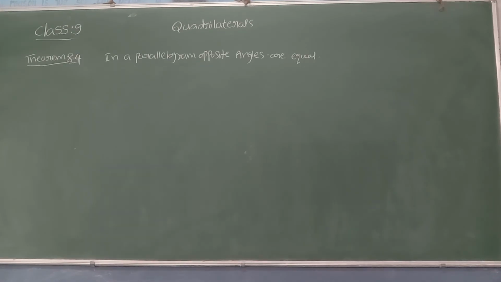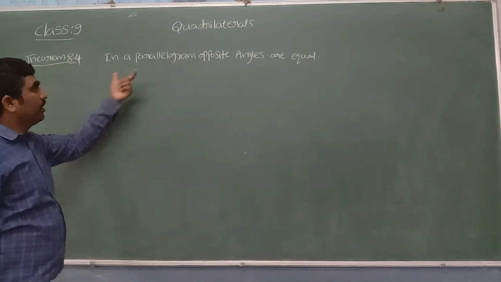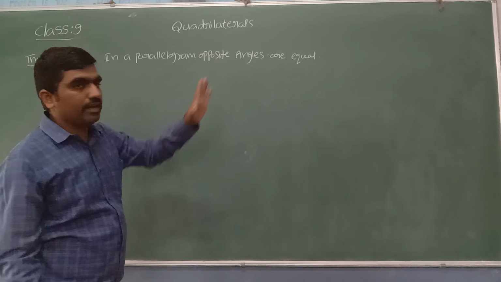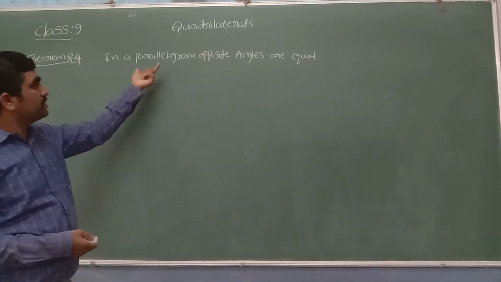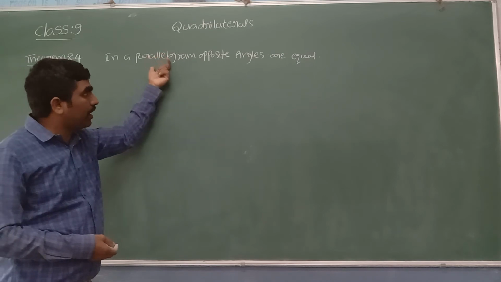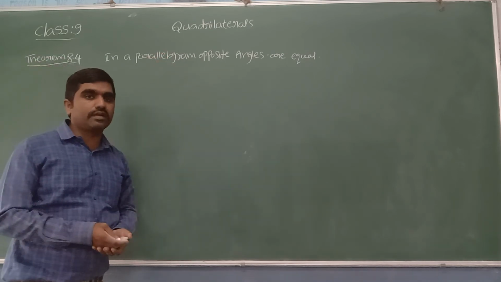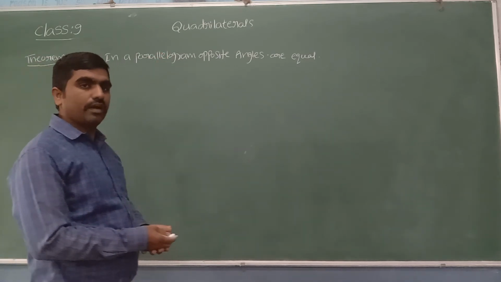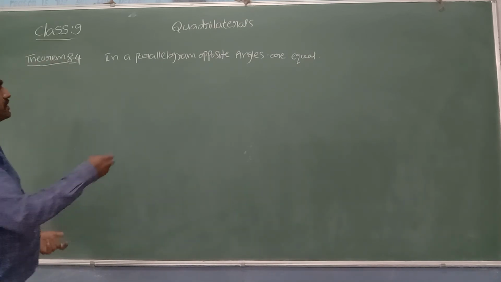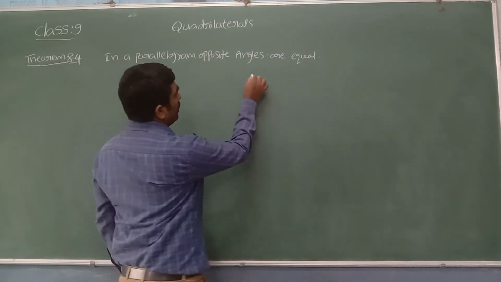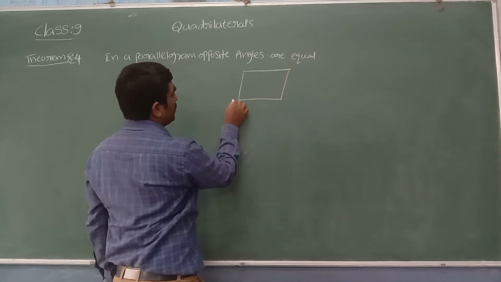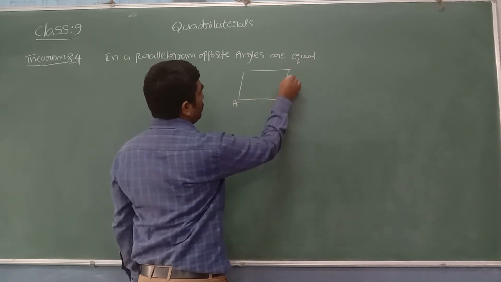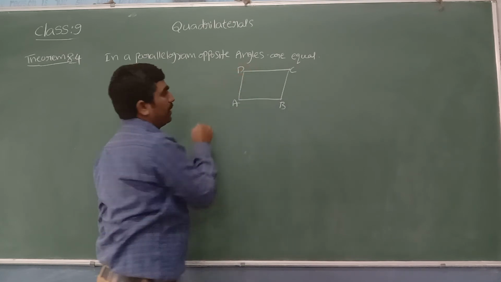Yes, children, let's see one more theorem about parallelogram. Theorem 8.4: In a parallelogram, opposite angles are equal. Just take care, the given data is a parallelogram, and we have to prove that its opposite angles are equal. So let us draw one parallelogram again and name it A, B, C, D.